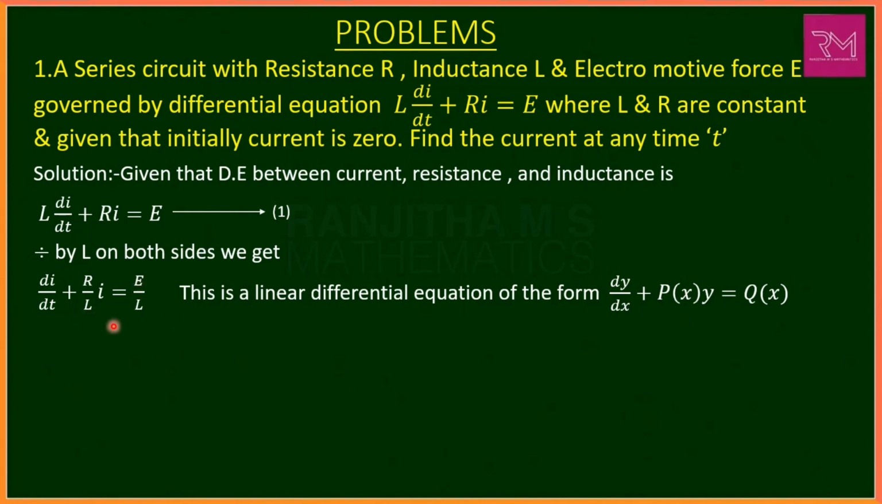To find the general solution of a linear differential equation, first you have to find the p value and q value. Here, observing this equation, we can easily find the p value as R by L and the q value as E by L. So this is of the form dy by dx plus p of x into y, which is equal to q of x, where p is R by L and q is E by L. After obtaining the p and q values, the next step is to find the integrating factor.